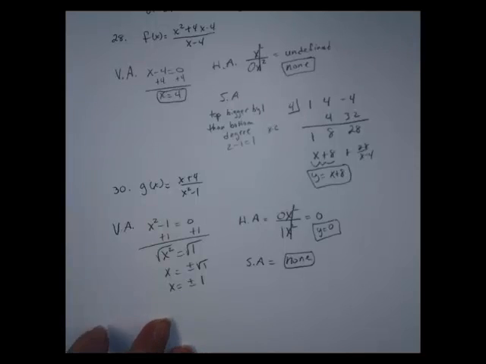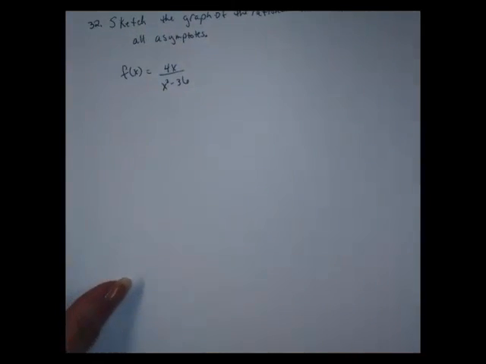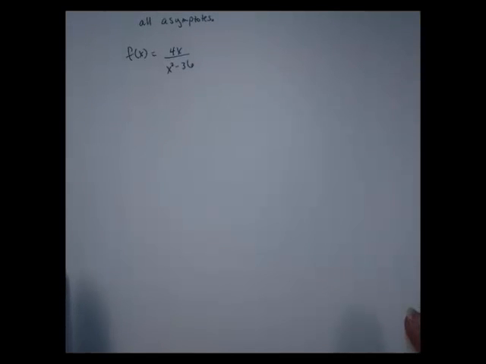The next one that we are looking at is going to be this one. And here we're going to sketch the graph of the rational function, including all asymptotes. So we're going to find our asymptotes first, and then we'll proceed from there.